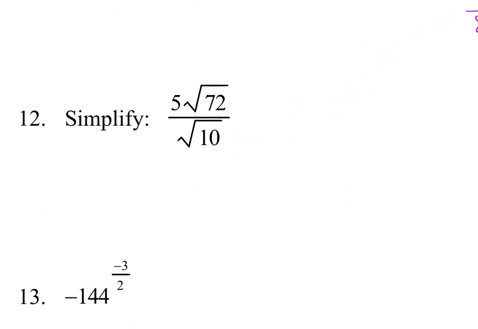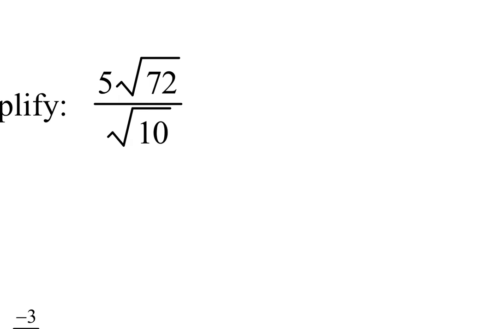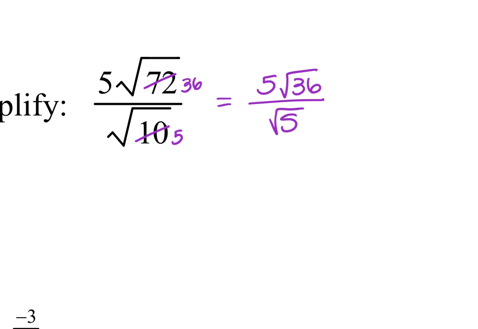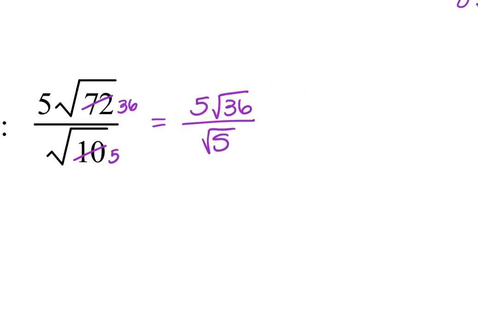Number 12, the 2 numbers underneath the radical can be simplified. They're both divisible by 2, so 2 goes into 10 5 times, and 2 goes into 72 36 times. So I have 5 square root 36 over square root 5. Now square root 36 becomes 6, and this is 30 over square root 5.